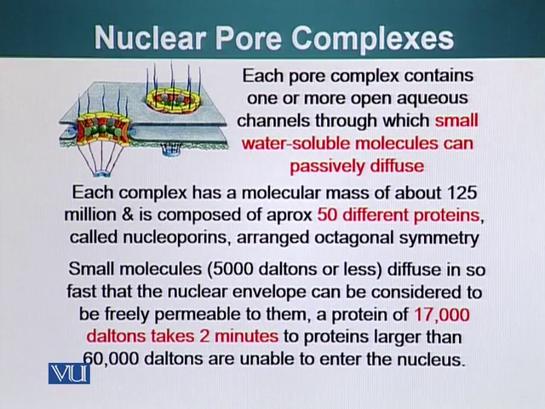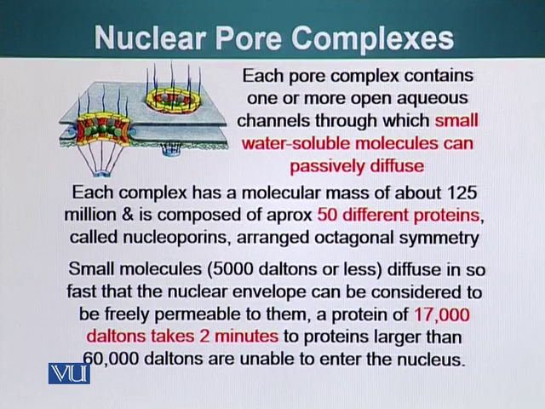diffuse. Each complex has a molecular mass of about 125 million daltons and is composed of approximately 50 proteins called nucleoporins arranged in octagonal symmetry. I'll show you a micrograph which shows the octagonal symmetry of the nucleoporins making the nuclear pore. Small molecules, as I've mentioned, 5,000 daltons or less, diffuse in so fast the nuclear envelope that they are considered to be freely permeable to the nuclear membrane.